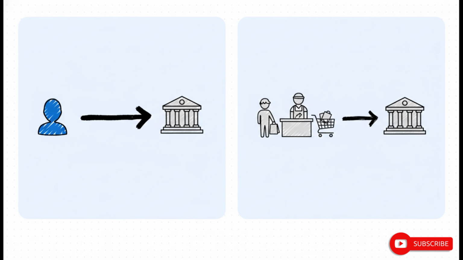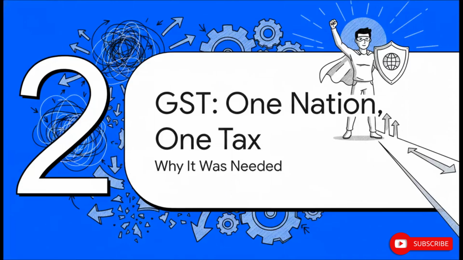But then you have indirect tax. This one's different. It's a tax on stuff you buy, goods and services, and you pay it indirectly as part of the price. And that is exactly where GST lives. The seller collects it from you, the final customer, and then they pass it on to the government. So now we know GST is an indirect tax.